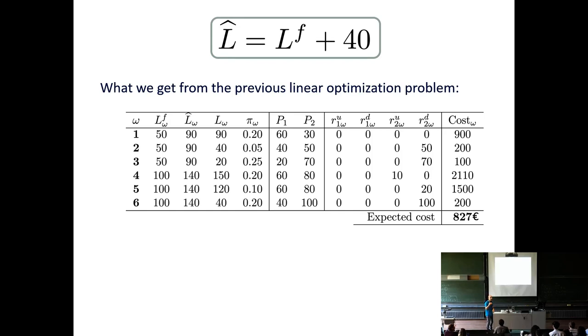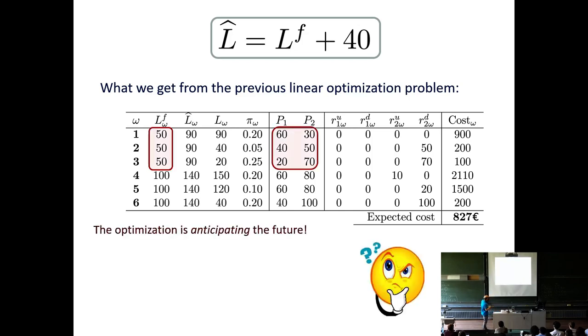The only thing that I have, when I'm running the ice cream shop, is the temperature at 10 a.m. I don't know the demand for ice cream. Okay? So what I know here is the 50 and the 100. I don't know anything else. But with the same information, I'm making different decisions. That doesn't happen in reality. That cannot happen, because it's because I'm using that. The previous optimization problem is wrongly using future information that I don't have in practice. And these are the consequences of that. Okay, the optimization is anticipating the future.